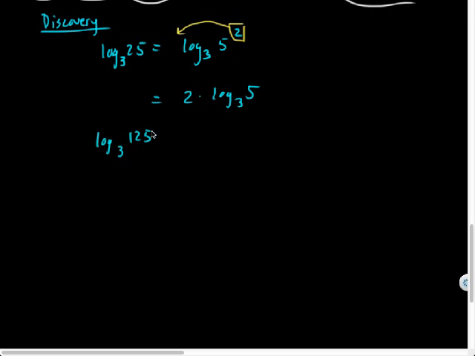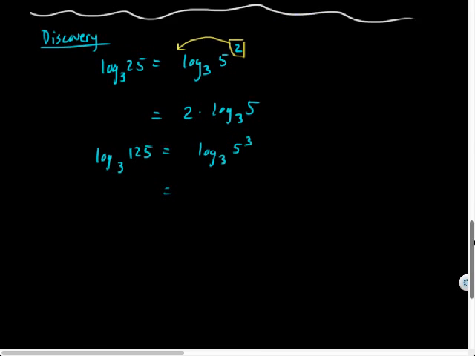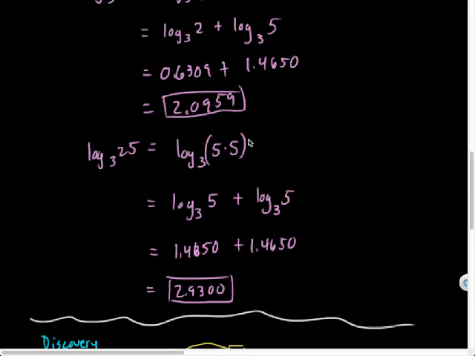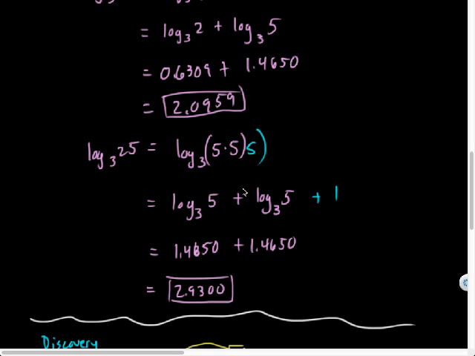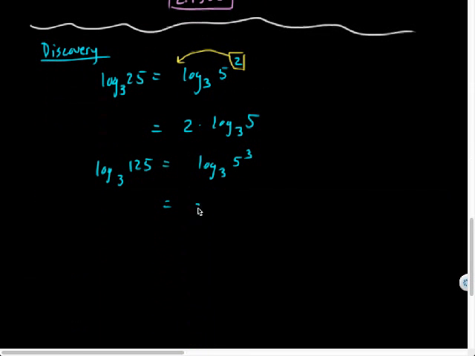of 125? Well, that would have been the same as log base 3 of 5 cubed. And in fact, if I did 5 times 5 times 5, it would have just had one more log base 3 of 5 here, right? And what is 3 of those added together? Well, that's just 3 times one of them, right? Agreed? So I could rewrite this as just 3 times log base 3 of 5.